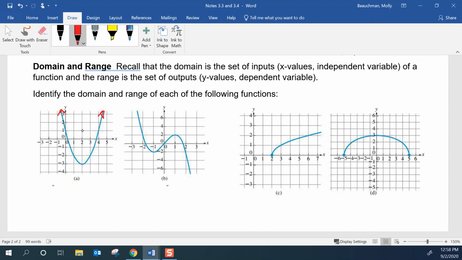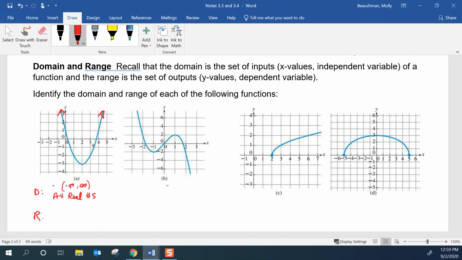And since this goes on in either direction, then all real numbers, or the interval from negative infinity to infinity, would be the domain. So you can put anything you want in there for x, and you'll get a y value out. The range are the y values.